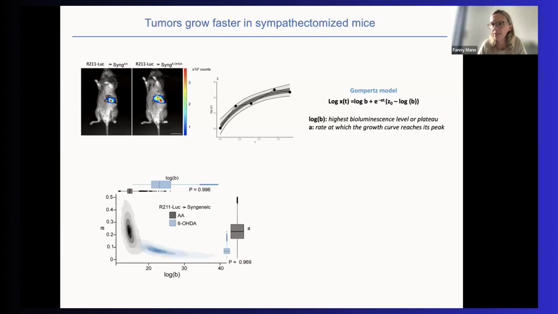So the estimated log B and A parameters are shown on this 2D graph for the control mice and the sympathectomized mice. What you can see is that the two groups are clearly separated from each other, with the tumors in the sympathectomized mice growing longer to reach a higher size. Again, confirming that the sympathetic nervous system exerts a protective function against tumor growth.